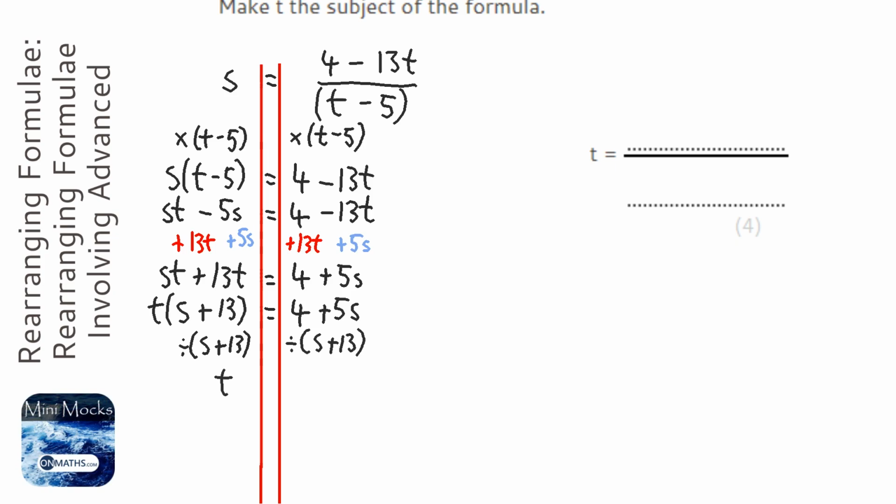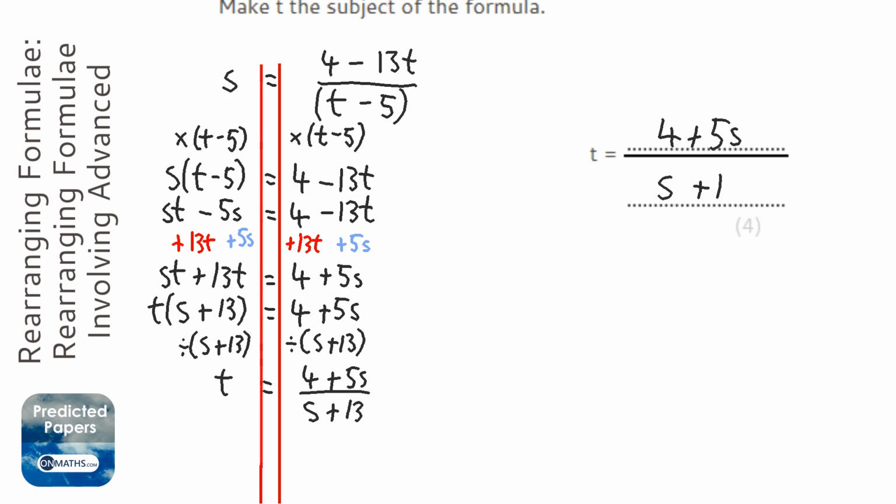and that will leave t equals, and when I divide by an expression I can just write it as a fraction, so 4 plus 5s over s plus 13. So t equals 4 plus 5s over s plus 13, and either top or bottom can be the other way around, so it could be 5s plus 4 on top and 13 plus s at the bottom.